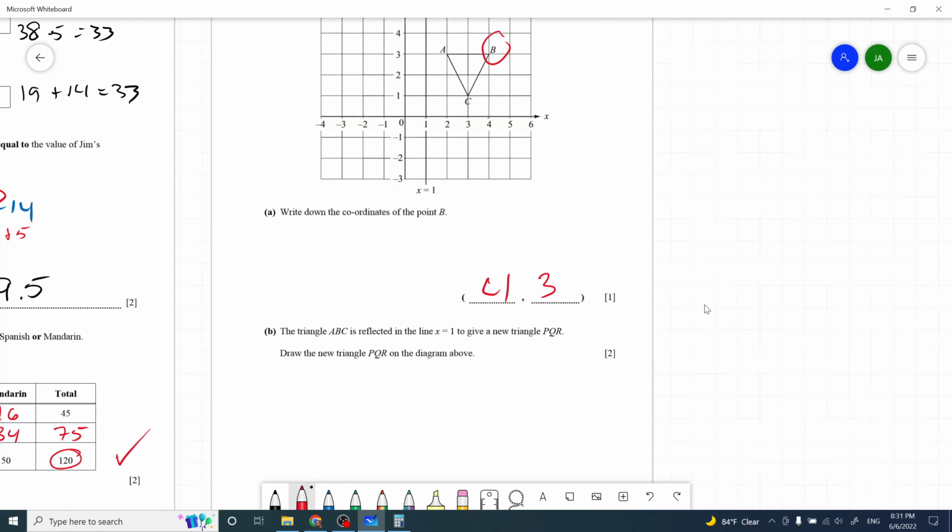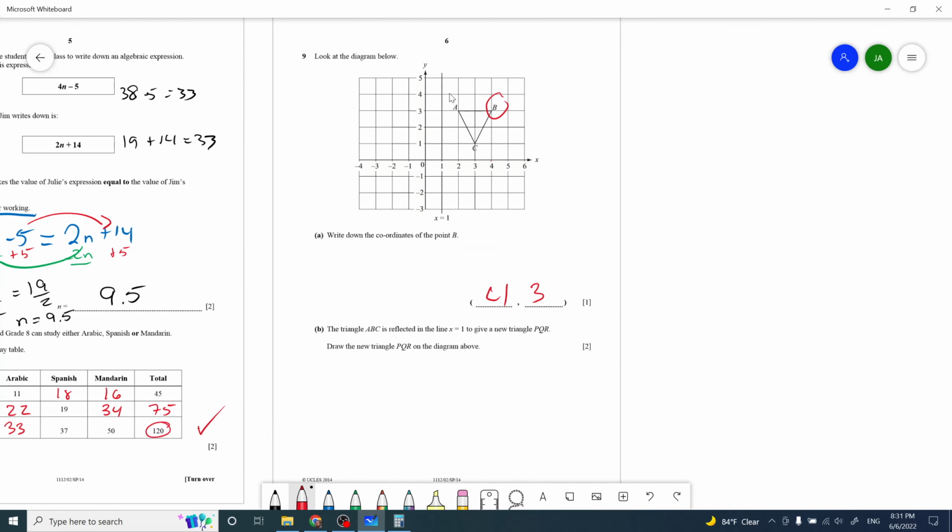And now the triangle, let's zoom out a bit. The triangle ABC is reflected in the line x equals 1 to give a new triangle PQR. We need to draw the triangle PQR on the diagram. So reflected means it's like a mirror, so it's going to go on the other side of this line. I recommend not looking at this so much as a shape, but as a set of points that are connected.